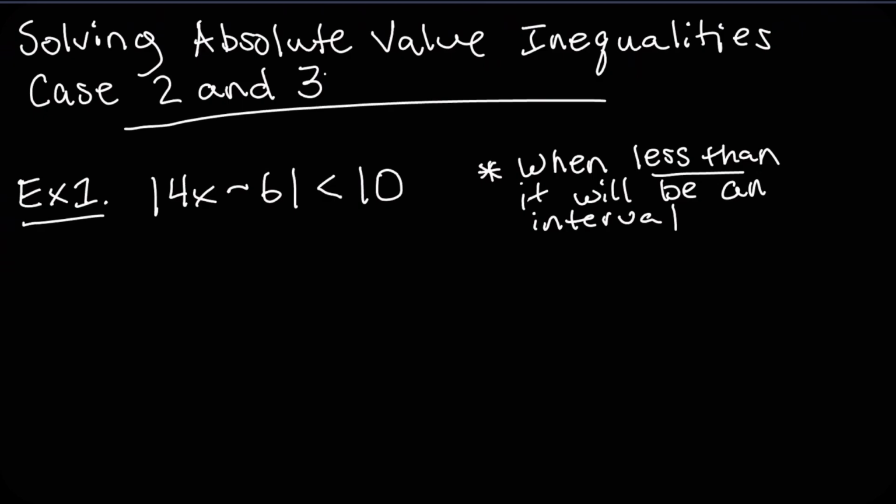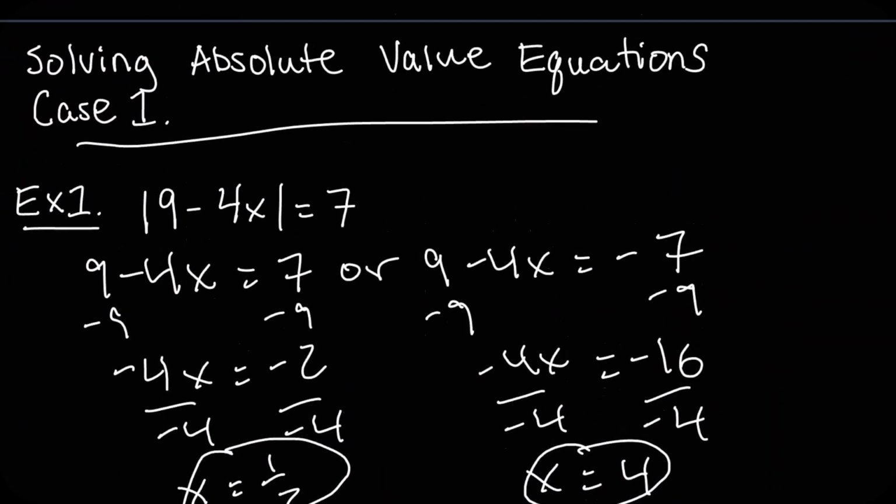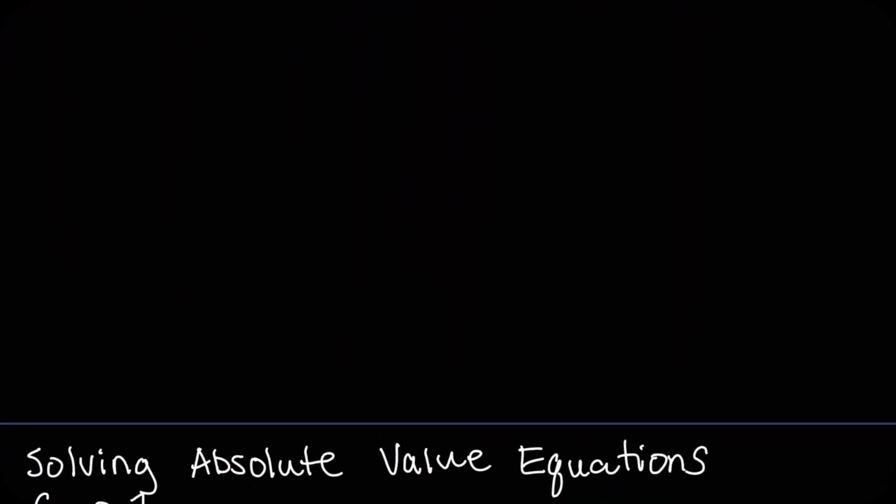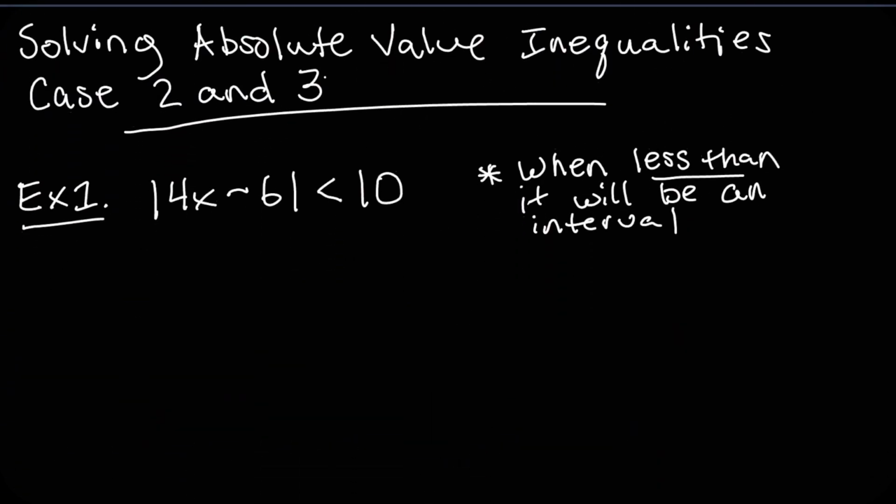Another case that we'll have is when we have inequalities from our cases 2 and 3. If we go back up, we have cases 2 and 3, which is when the absolute value of x is less than or greater than k. So let's go ahead and take a look at this one.